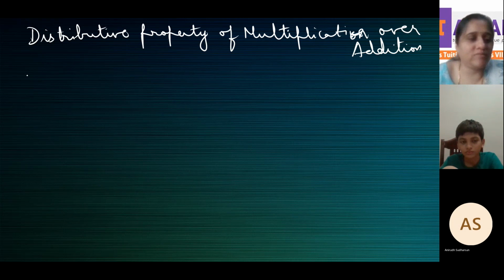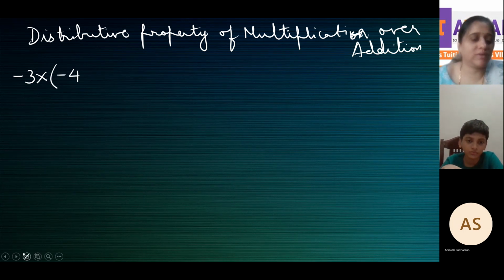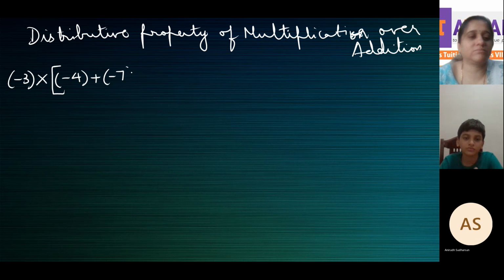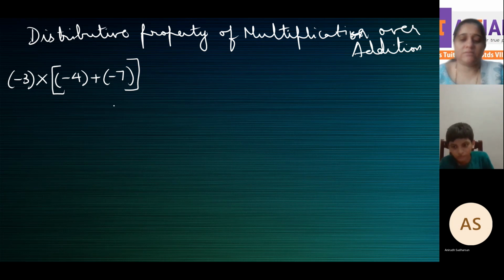Now supposing we have minus 3 into, in the bracket, minus 4 plus minus 7. Now, here we can use a distributive property. I'll tell you why.